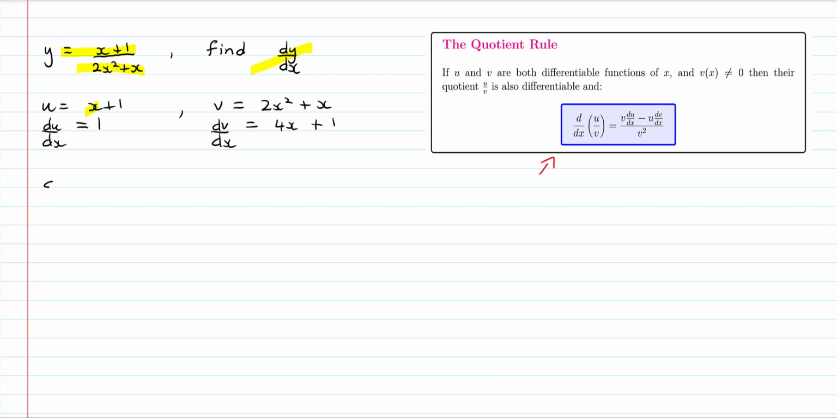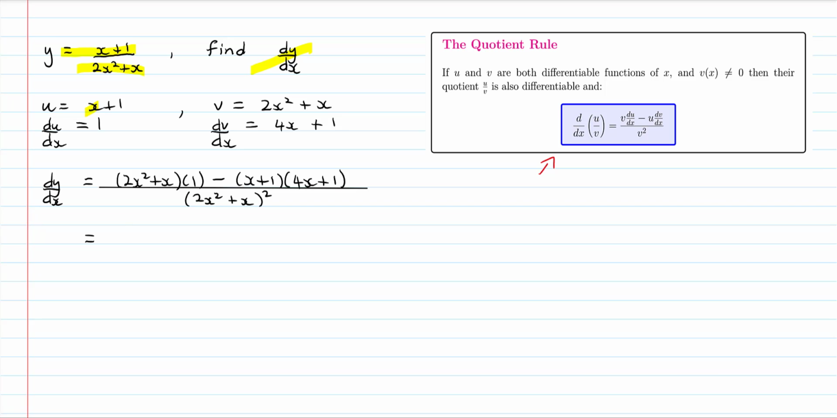So we get then that dy by dx is equal to v, so that's 2x squared plus x, times the derivative of u, which is just 1, and then minus u, which was x plus 1, times the derivative of v, which is 4x plus 1, and then that is all over v squared, which is (2x squared plus x) all squared. So now we can simplify this a bit.